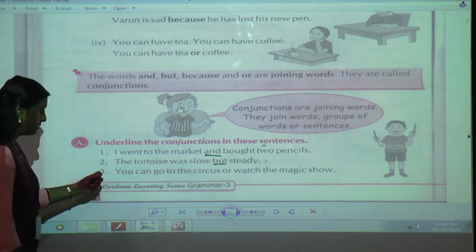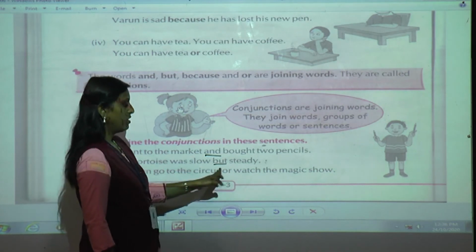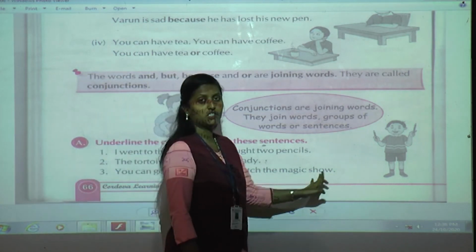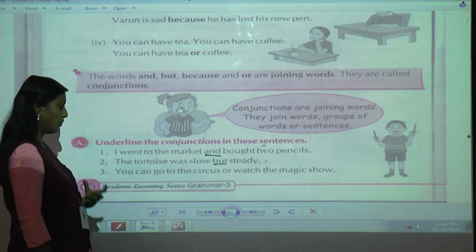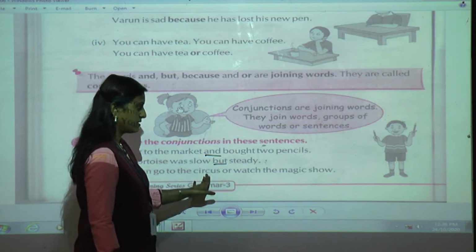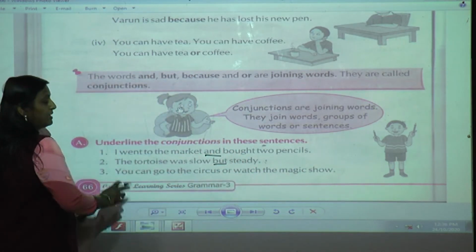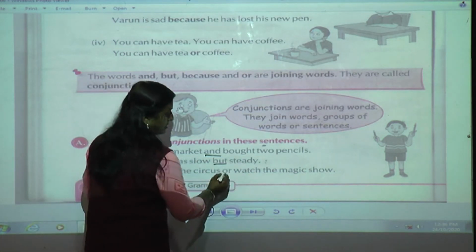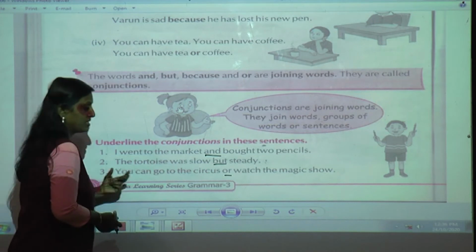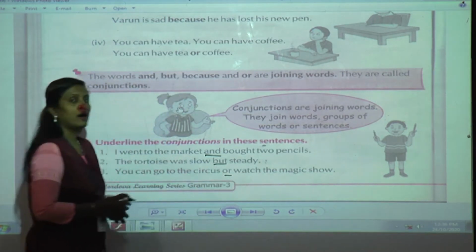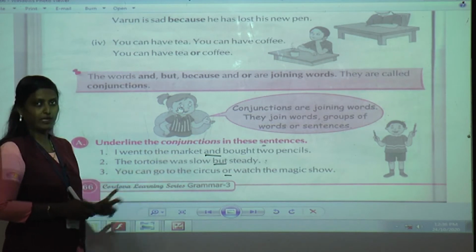Yes. Now in the third sentence, you can go to the circus or watch the magic show. Here they have given two choices. You can go to the circus or you can watch the magic show. So which word have they joined with this? Yes, or. Which conjunction has joined this group of words? Or. So when you read the sentence, you will come to know which word is joining them.